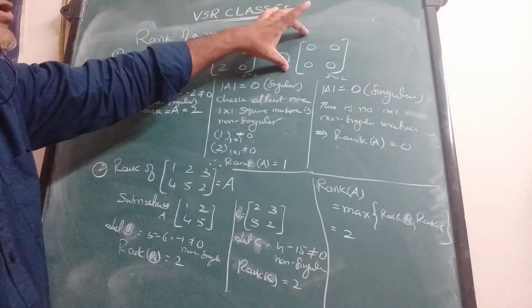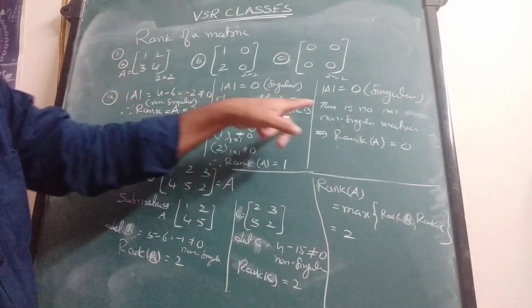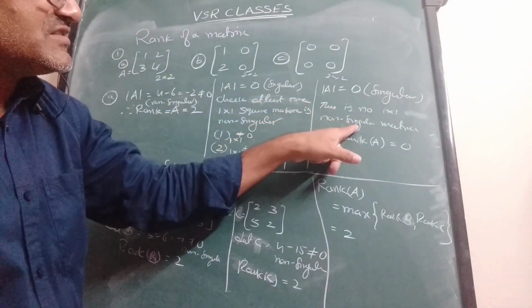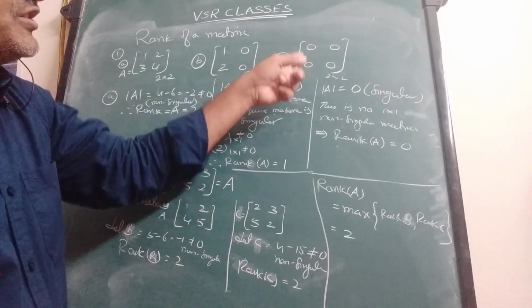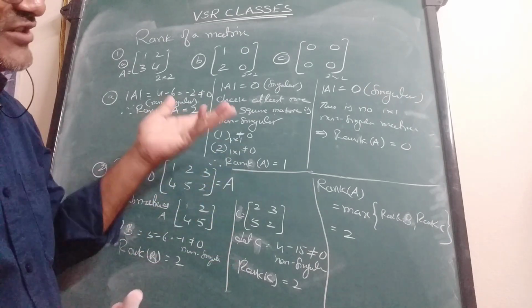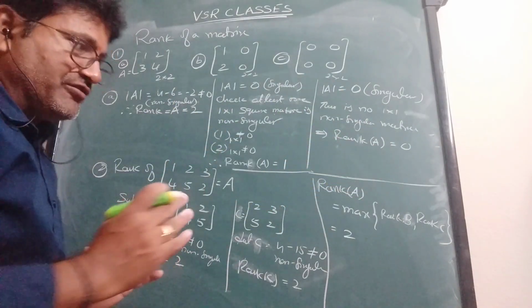This is 0, 0, 0, 0 square. Det A is equal to 0, singular. Same here too. There is no 1 cross 1 non-singular matrix. Not even one 1 cross 1 is non-singular. If you take any single 1 cross 1 element from 0, 0, 0, it is 0. Therefore the rank of A is equal to 0. Like this we have to go further.